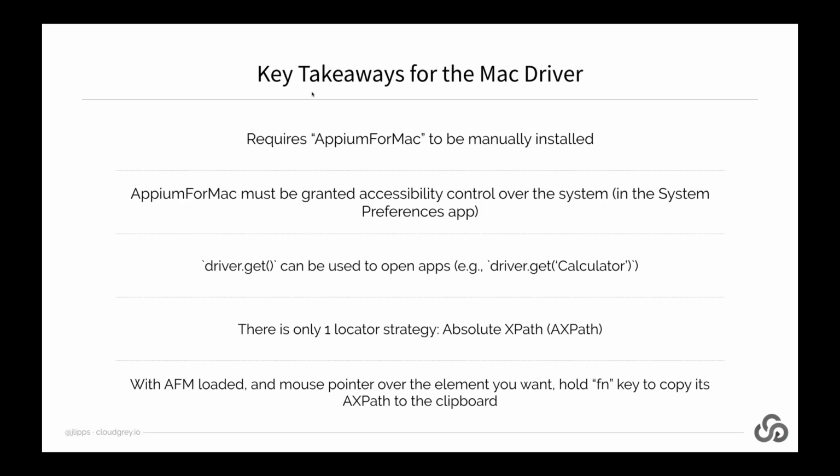One other wrinkle about the Mac driver is that there's really only one locator strategy, which is XPath. And while in your test code, you'll be writing things like driver.findElement by XPath, the actual flavor of XPath, which is used by the Mac driver, is something called absolute XPath, or AXPath, as we say it. And what this is, is XPath without any relative nodes or queries or searches. So basically, every XPath query must be fully qualified. So I'll show you an example of what this looks like.